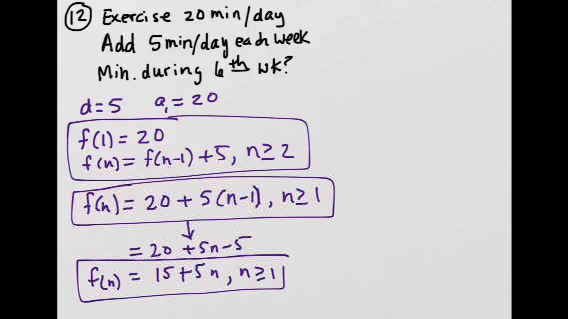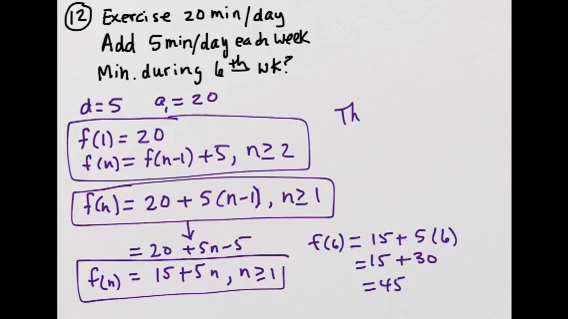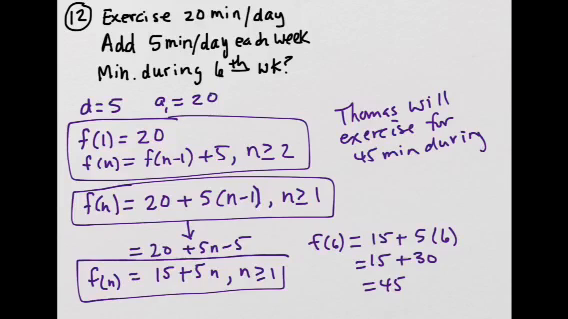Right there. And so for week 6, we want f of 6: 15 plus 5 times 6, that's 15 plus 30, so that's going to be 45. So Thomas will exercise for 45 minutes during the 6th week.